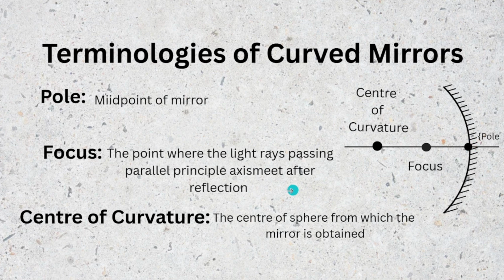Then the second one is focus. Focus is a point where all the light rays parallel to the principal axis, and the principal axis is the line joining focus and center of curvature, meet. If the light rays are traveling parallel to the principal axis like this, they are all going to meet after reflection at a point, and that point is known as focus. So focus is a point where all the reflected light rays meet.